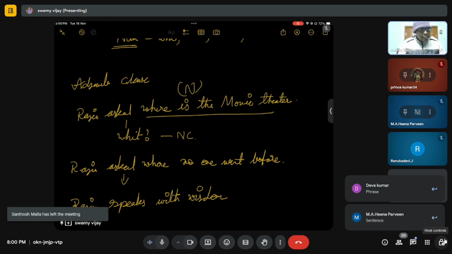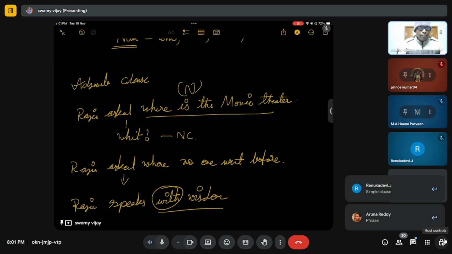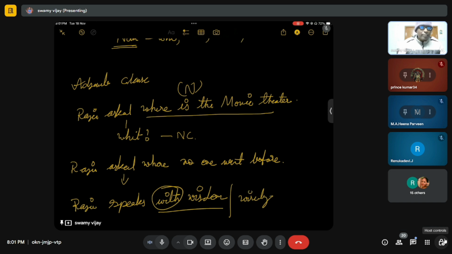Raju speaks with wisdom. If I remove this "with", if you want to use it wisely, Raju speaks wisely. That is a simple sentence actually. But I said Raju speaks with wisdom. Now what is this, with wisdom? Raju speaks wisely. You understood, wisely is an adverb or adjective? What is wisely?